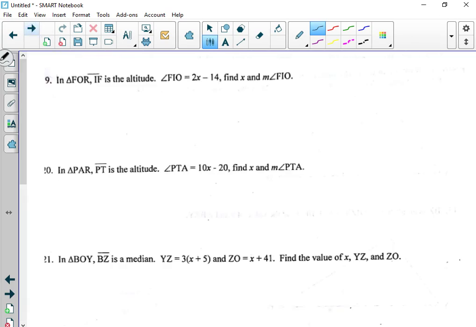Moving on, last page. FOR. IF is altitude, which means straight down, 90 degrees. FOR. IF is the altitude. So FIO, where is that? FIO. That's this 90-degree angle right there. FIO is 2x minus 14.